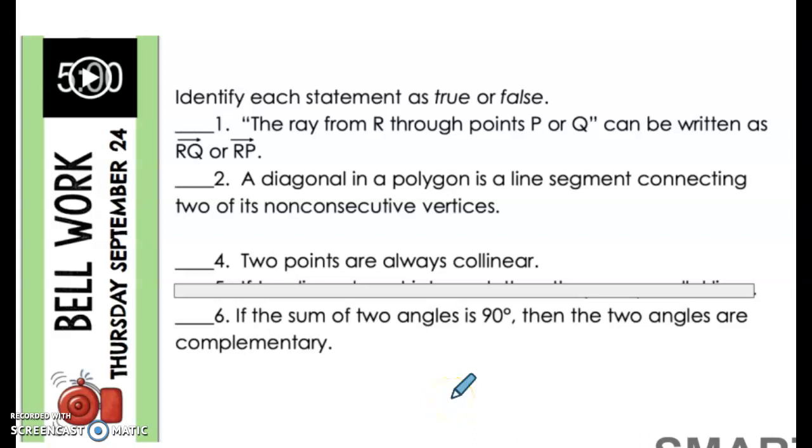All right, today we're going to go over the answers to the Bellwork problem from Thursday, September 24th. So today we had some true or false questions that we need to answer.